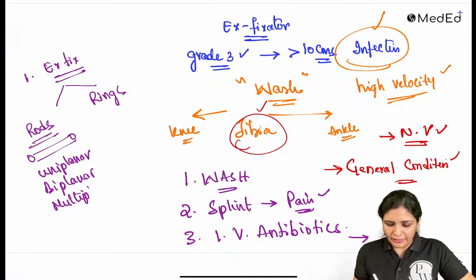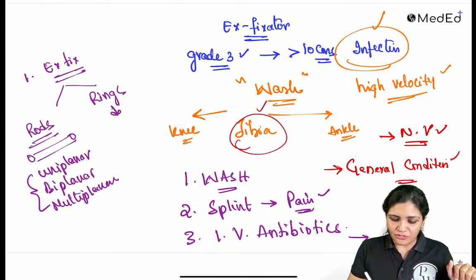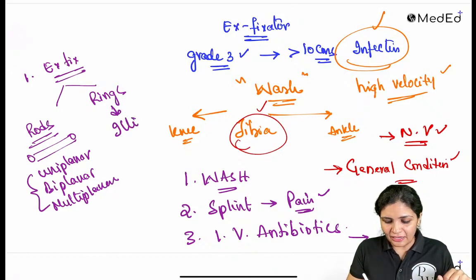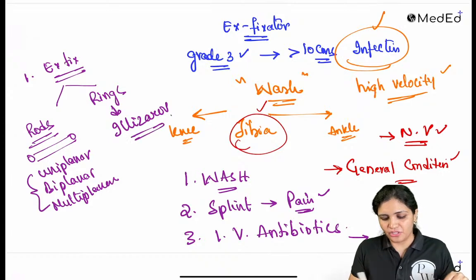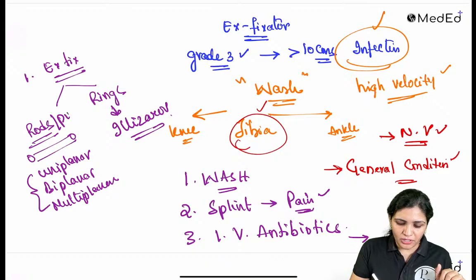So this is all because you have to give more stability. And then in case of rings, you have your Ilizarov fixation. You have the Ilizarov fixation. So these are the types of external fixators. You have clamps, pins and rods, or rings.